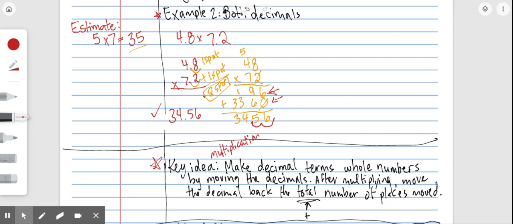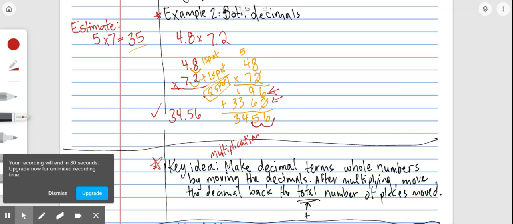So something that I remember from last quarter is that we figured out that the word total means to add. So that's why I took the 1 spot from 4 and 8 tenths and the 1 spot from 7 and 2 tenths and added them together to get 2 spots because total means to add. And 1 plus 1 equals 2. So this became 34 and 56 hundredths. If I didn't add them together, then I would have a completely different answer. I would have had 345 and 6 tenths, which would be way off from my estimate. So again, super important that we move the decimal back the right amount of places.